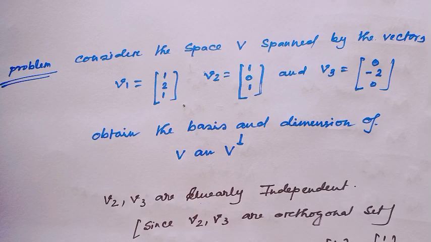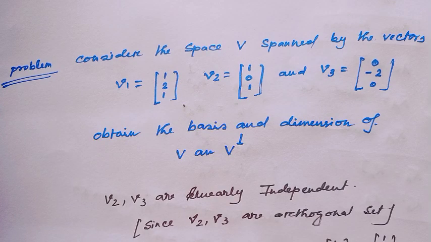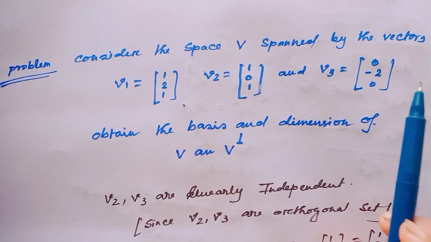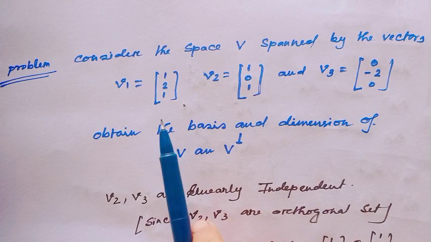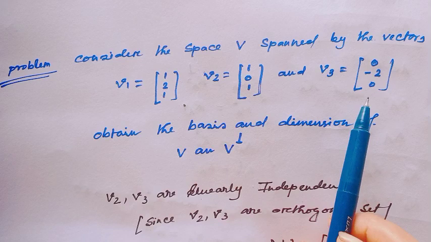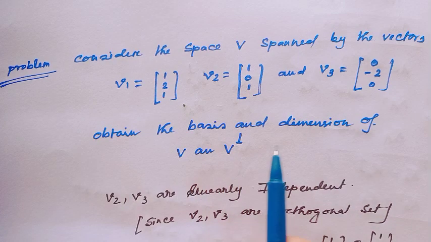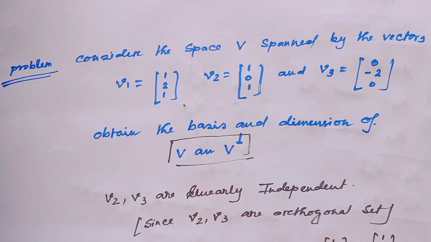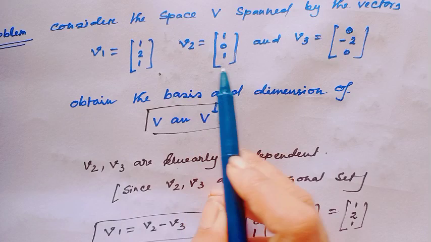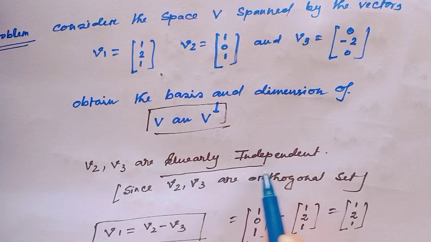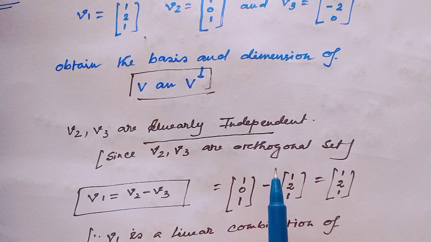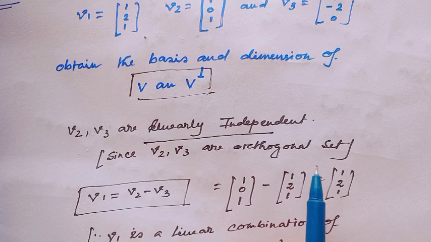Now I will see one basic example. Obviously this is basic but very conceptual. Consider the vector space V which is spanned by the vectors V1, V2 and V3. Notice the vectors V1, V2 and V3. Then the question is to obtain the basis and dimension of V and V bar. Notice here V2 and V3 are linearly independent, because V2 and V3 form an orthogonal set.